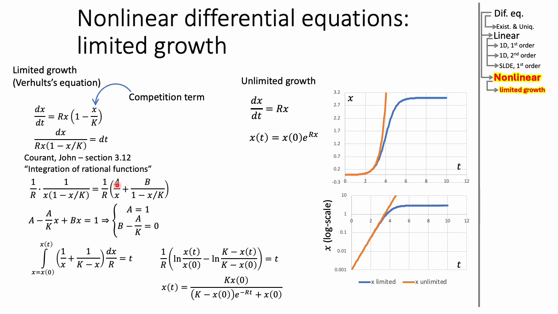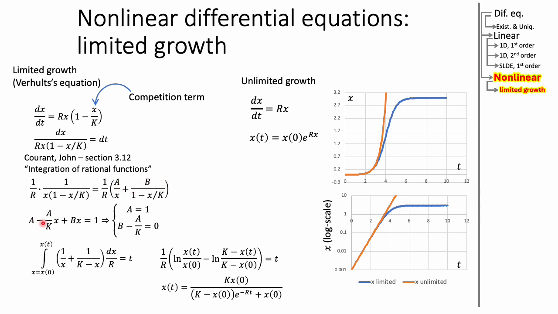But we can figure out what a and b are by equalizing them to the corresponding parts of the numerator in the left hand part. So we know that 1 over this expression must be equal to this sum of a over x and b over 1 minus x over k. We compute this sum, we compute the numerator of this sum.